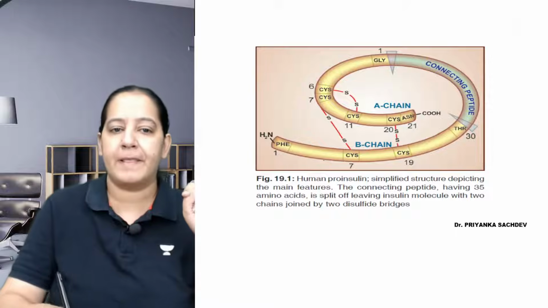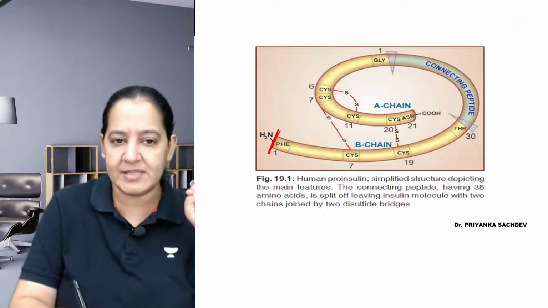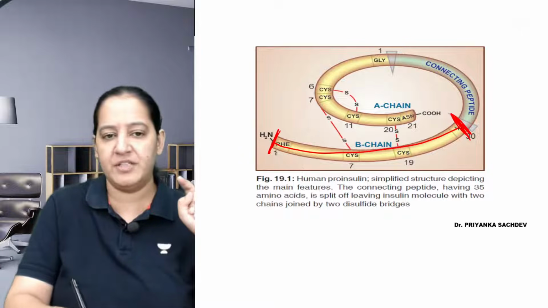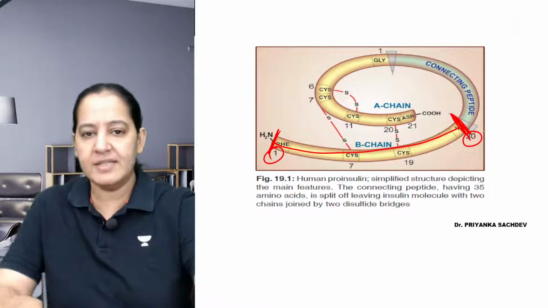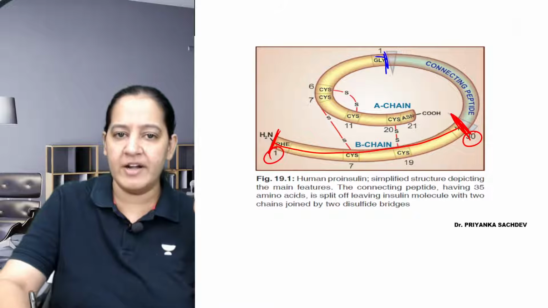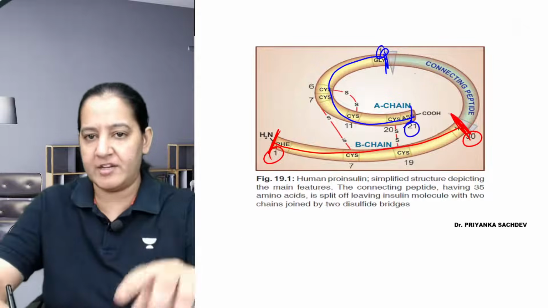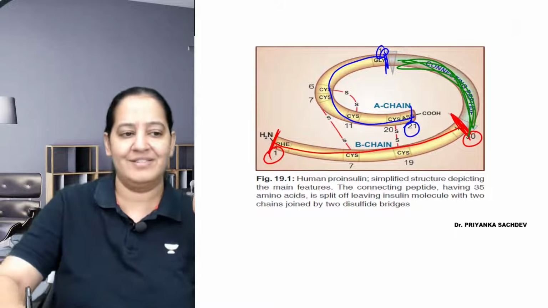You can see this is the beta chain starting from amino acid 1 till 30. Can you see 1 and 30? Appreciate the numbers 1 and 30, right? This is the alpha chain starting from 1 to 21. Appreciate the numbers 1 and 21. Can you appreciate the connector between the two? This is the connector. This is the connector.